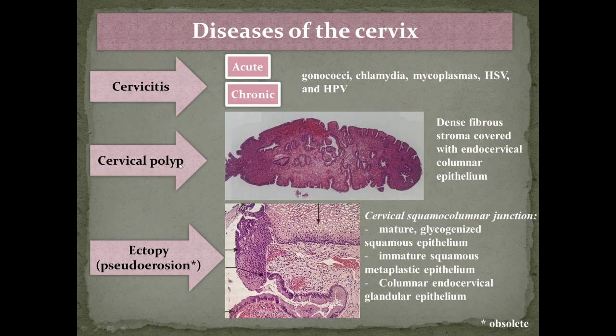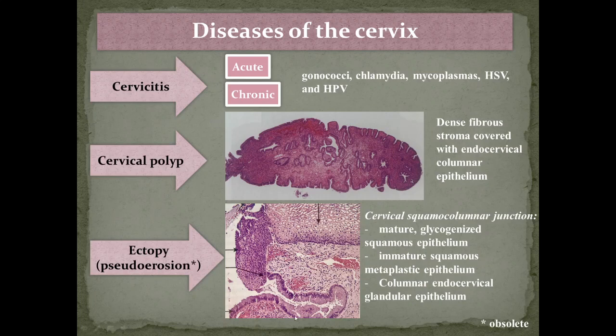Next one, cervical polyp. So here we have a formation of extra tissue that shouldn't exist normally. So we have a dense fibrous underlying stroma with hyperplastic endocervical glands, and the whole border of the polyp is covered by glandular or columnar epithelium. And the next one, important point, ectopy or cervical ectopy, or obsolete term, but you could find it in your books, pseudo-erosion or cervical ectopy, they are the same.